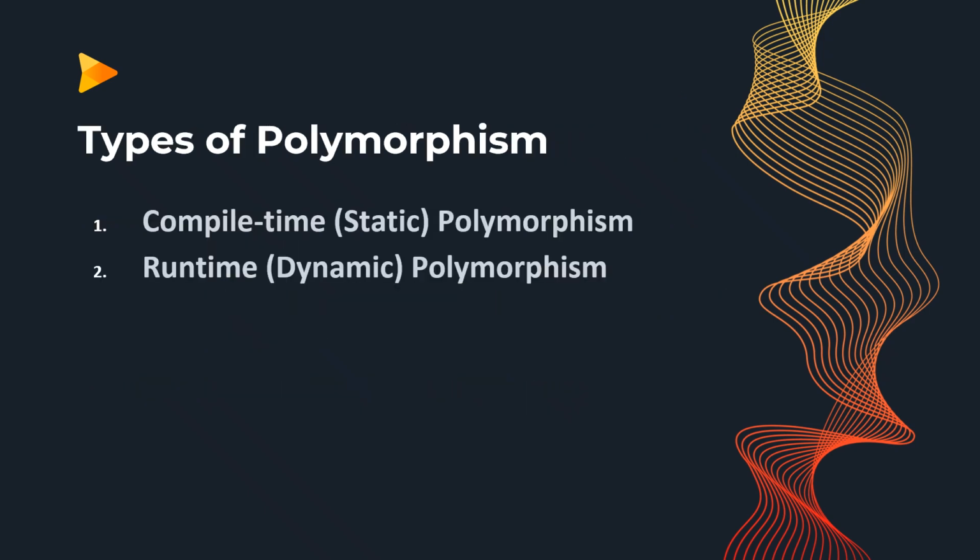First of all, we are going to see the types of polymorphism. There are two types of polymorphism. The first one is static polymorphism, also known as compile time polymorphism, and the second one is runtime polymorphism, also known as dynamic polymorphism. We are going to see these types in detail.